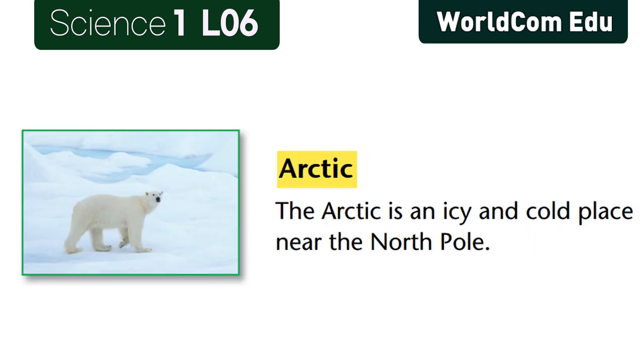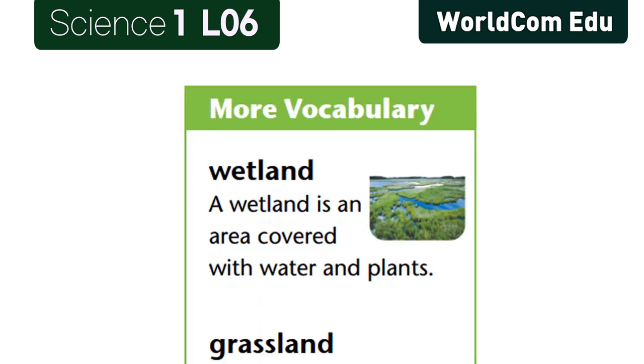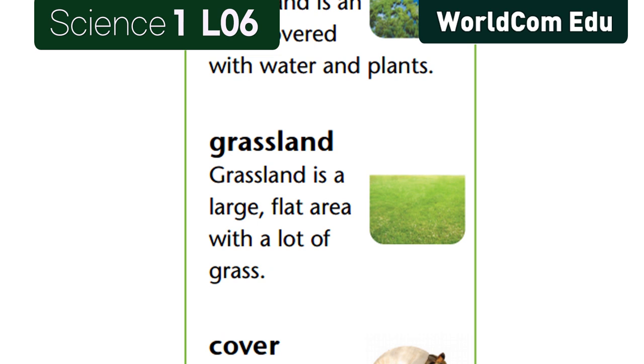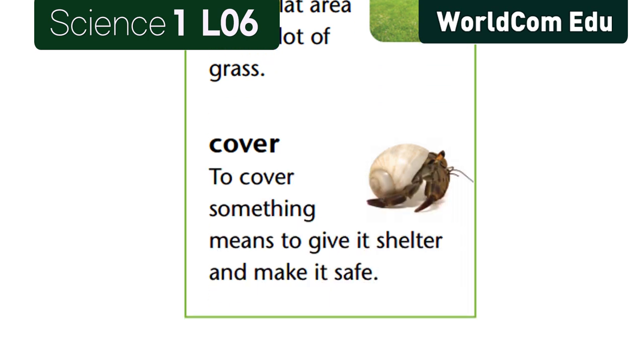Arctic. The Arctic is an icy and cold place near the North Pole. Wetland. A wetland is an area covered with water and plants. Grassland. Grassland is a large flat area with a lot of grass. Cover. To cover something means to give it shelter and make it safe.